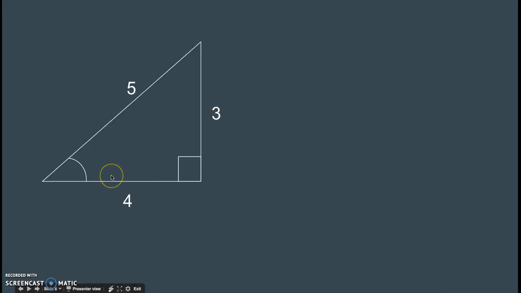So let's say we're trying to find the ratio of this angle right here in this triangle. It's the same triangle from before. I already know that this side is the hypotenuse, as it is opposite the right angle. This side with the measure of 3 is going to be the opposite, as it is opposite the angle that I'm trying to find the ratio of. And this side with the measure of 4 will be the adjacent, as it is adjacent to the angle.